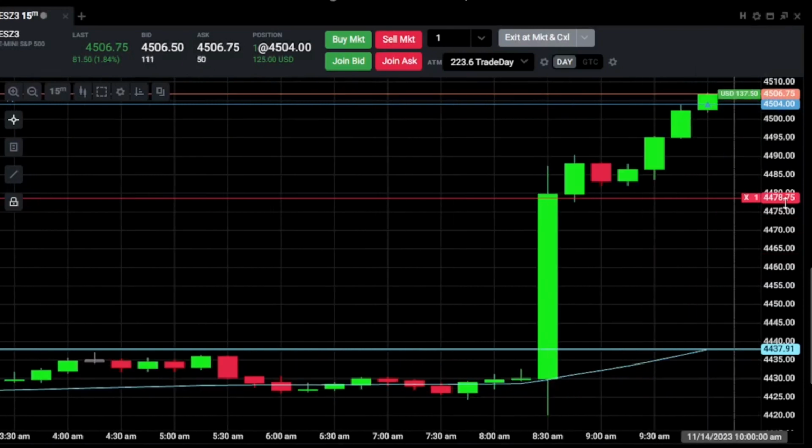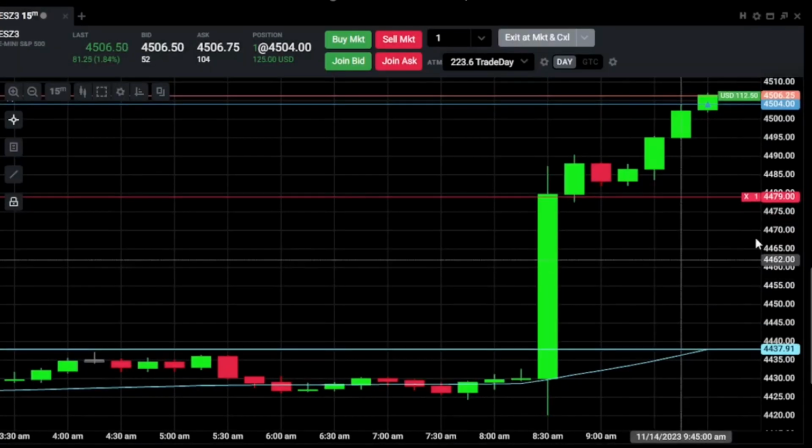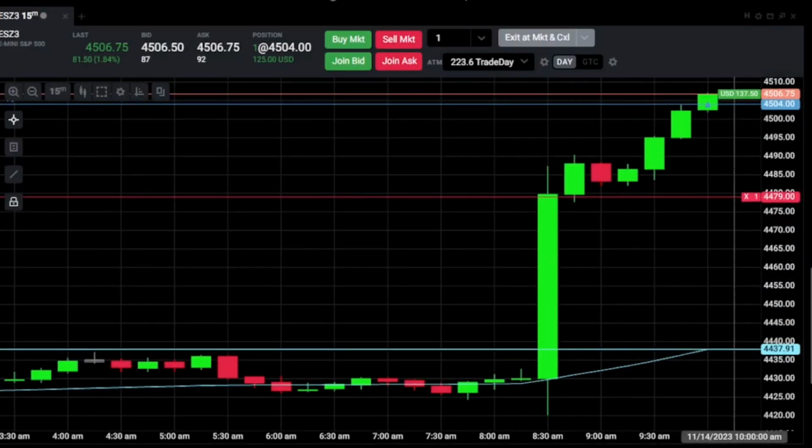And our target is 4528. So again, we're in at 4504. Our stop is 4479, and our target is 4528. All right? So we're going to see how this trade plays out.